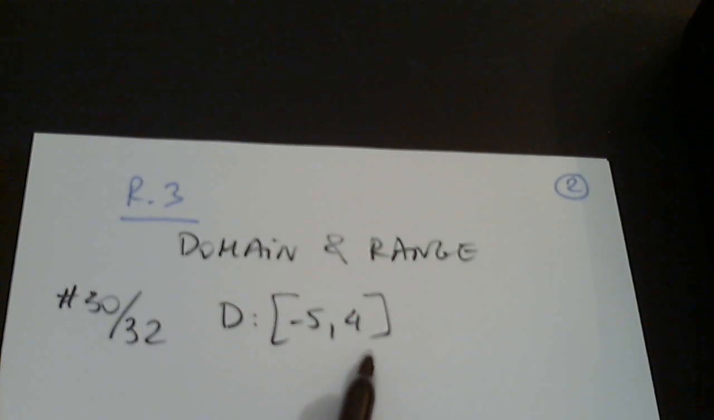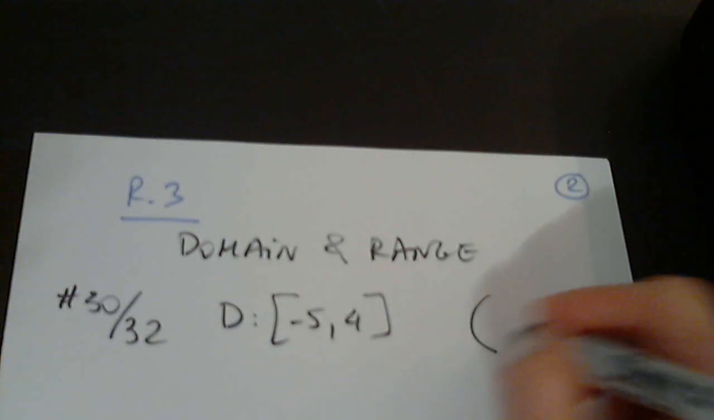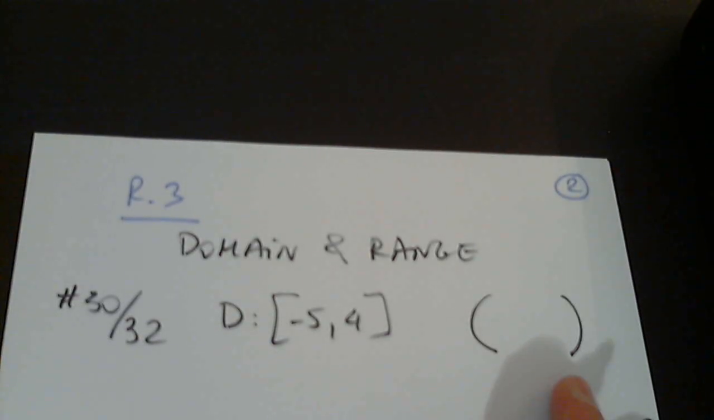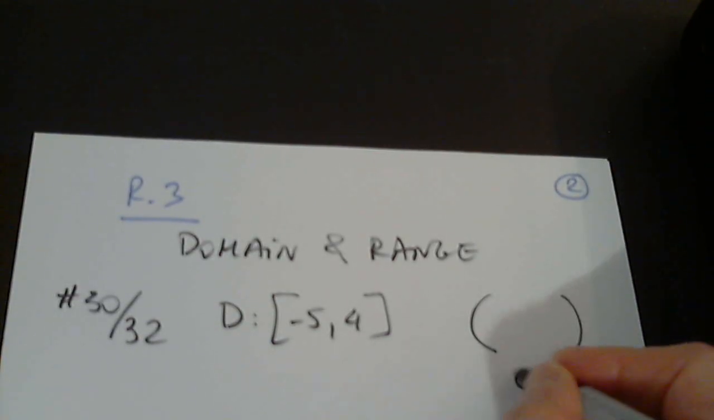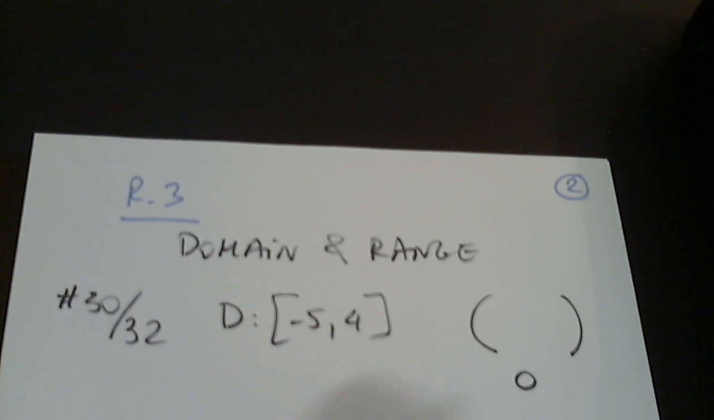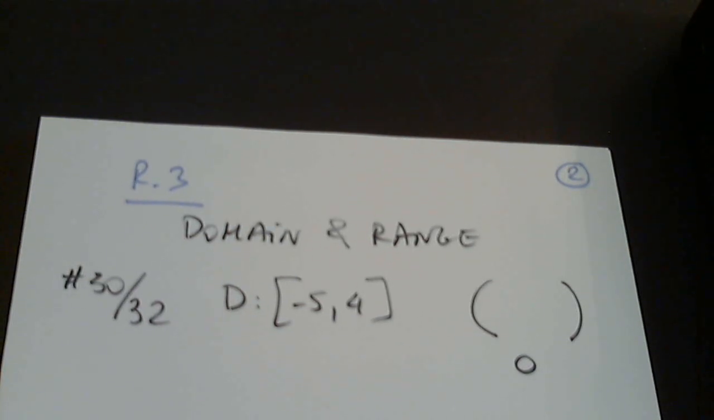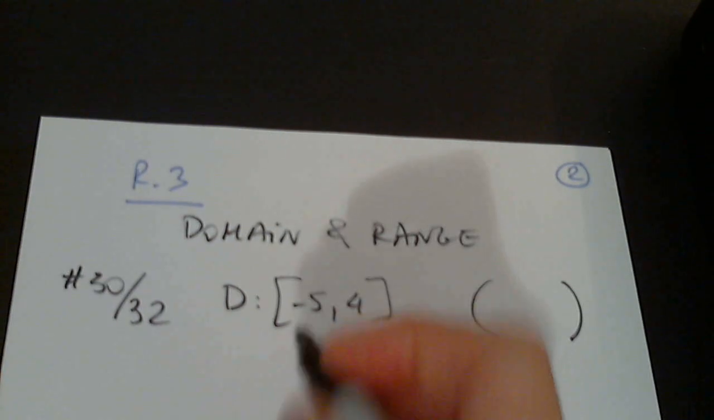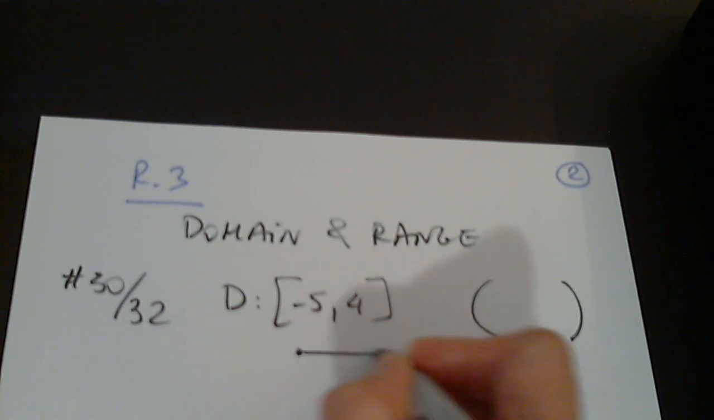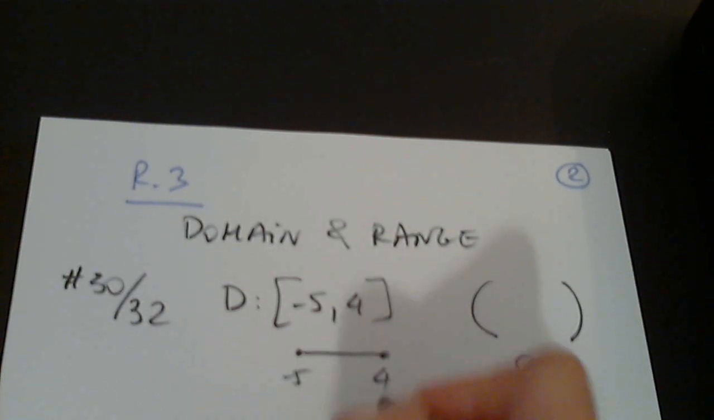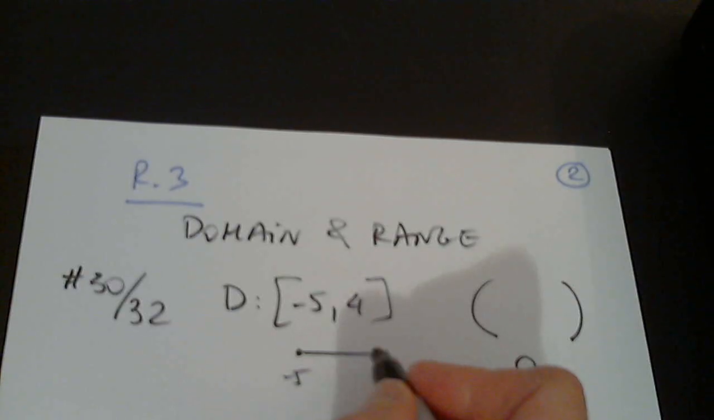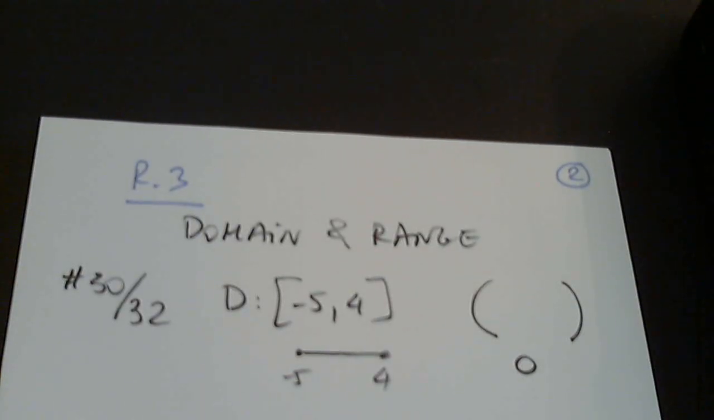I'm using brackets. I'm not using parentheses. If I use parentheses, it means that there is an open point, as we had in our piecewise defined functions when we graphed them. But this one means that it's everything between -5 and 4, full points. So this is the domain, values of x, in other words. If you have questions, please stop me.